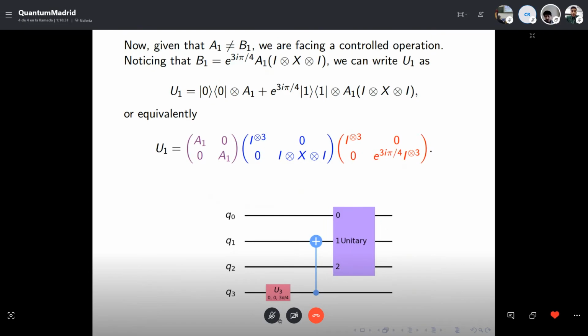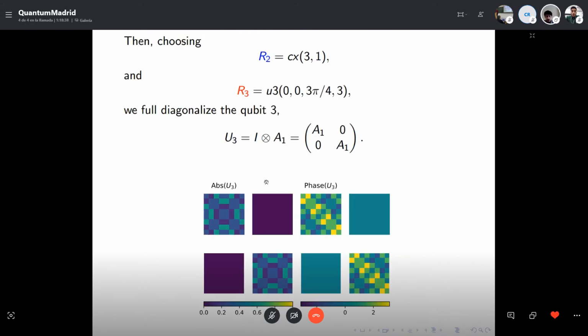So in the circuit, we see it in this form. Choosing again conveniently the operations with the control-not and the U3 corresponding phases, we diagonalize the qubit 3. So in the graphic we can see that now the blocks are actually equal, and the non-diagonal blocks are 0. You see, the purple or maybe the blue is 0.